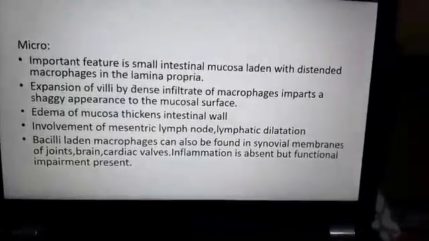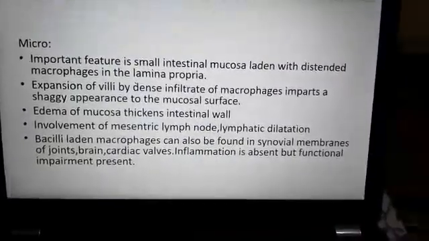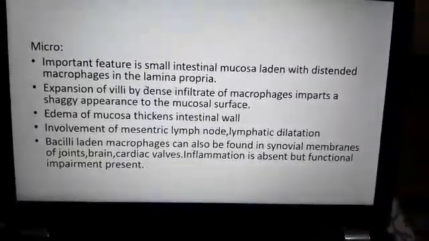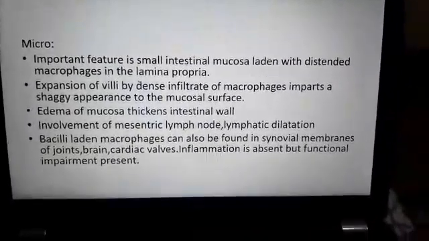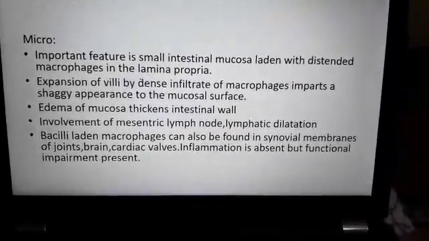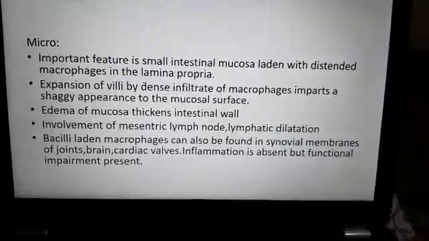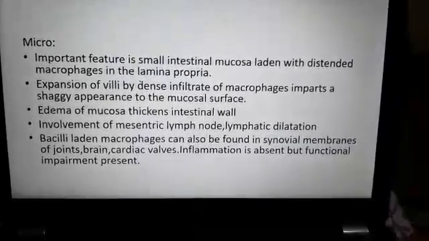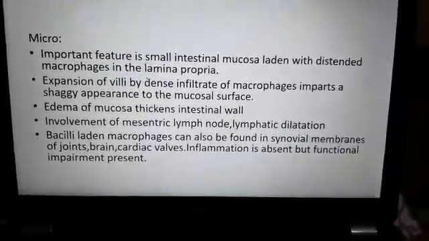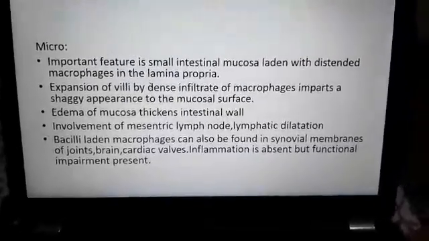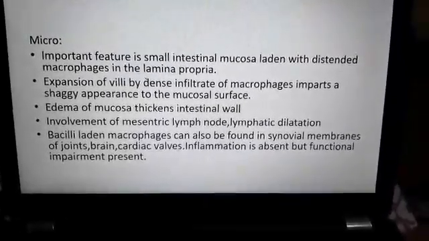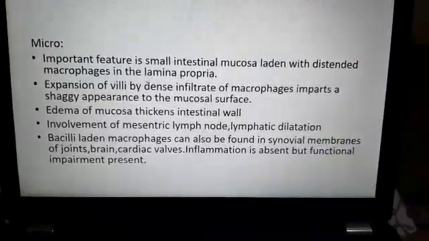These bacilli-laden macrophages can also be found not only within the intestine but also in the synovial membranes of the joints, in the brain, cardiac valves. So other important areas like the brain and the heart also can be involved, and joints also can be involved, not only the intestine. Inflammation is absent but functional impairment is present.